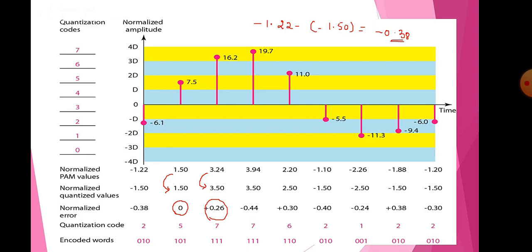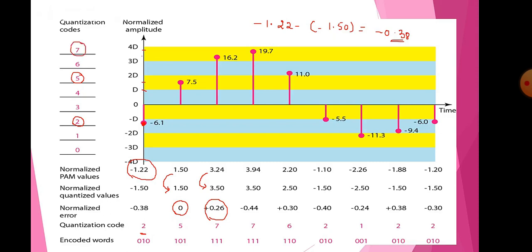Now we have to write the quantization codes according to the normalized PAM value. Here the normalized PAM value is -1.22. So that is almost over here. The quantized value is 2. Similarly, 1.50 is 1.50, and the quantized value is 5. And next is 3.24. The quantized value approximated will be equal to 7 and so on.